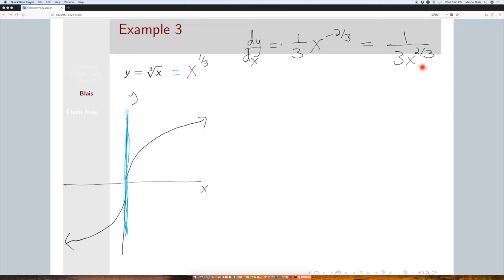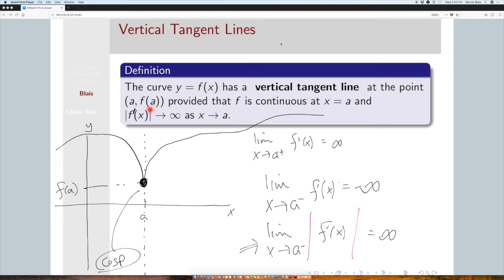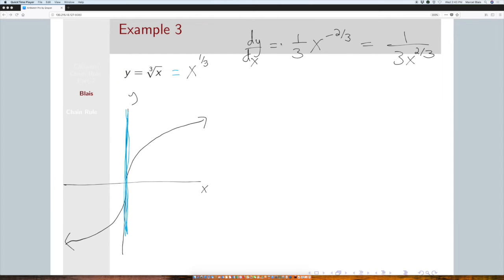And remember what the issue is here. Let's go back. We have a vertical tangent line at a point if the absolute value of the derivative is approaching infinity as x approaches a. In this case, we'd be going to 0. So let's think about what's happening with the limit as x goes to 0 of this dy/dx. So we have the limit as x approaches 0 of 1 over 3x to the 2/3.